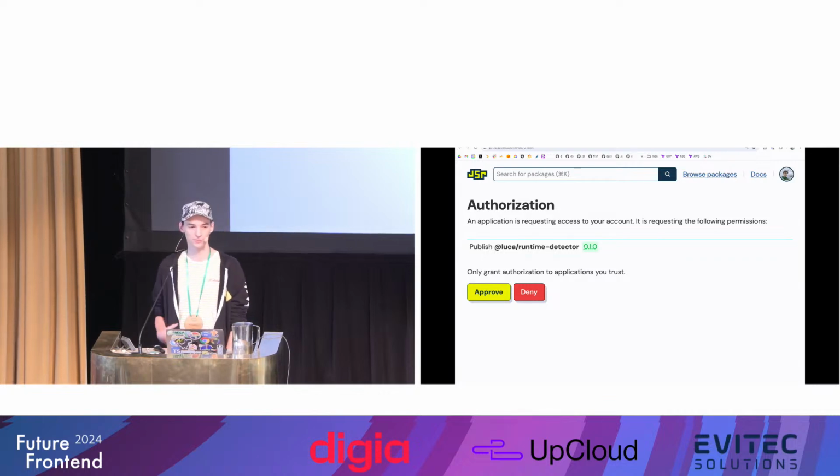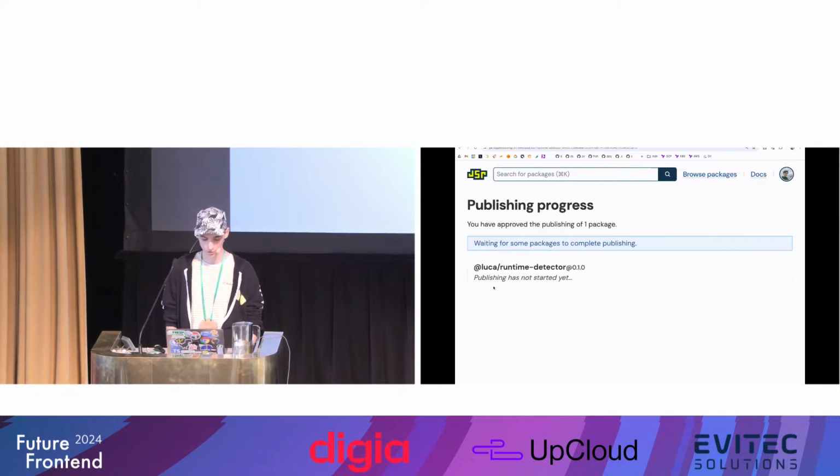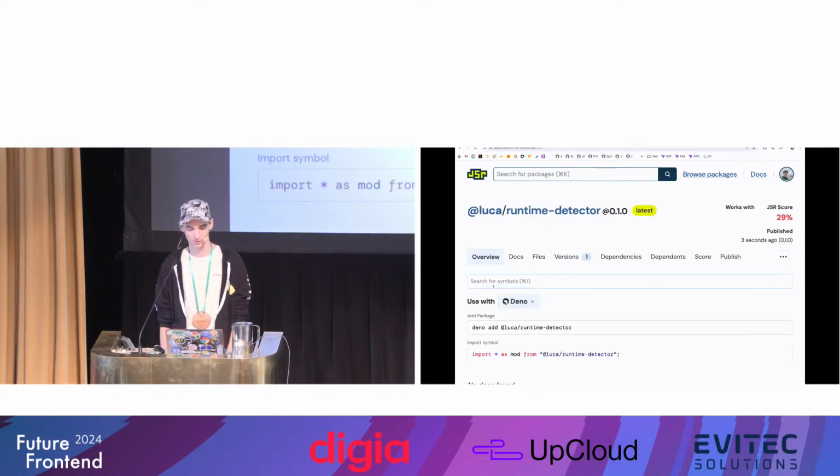So instead, every time you publish something, it pops up a browser window where you're logged in with your GitHub account, where you can click on approve. And when you do that, you can see on the website how the publishing is going. Takes a couple seconds, and there we go. The package is published. So if you now go to @Luca runtime detector 0.10, you'll see this package.